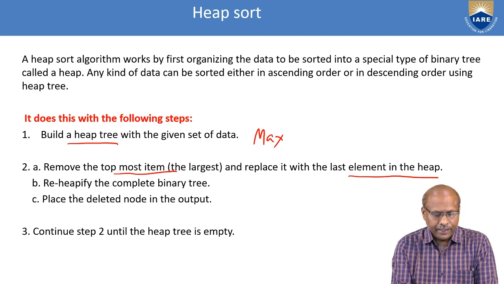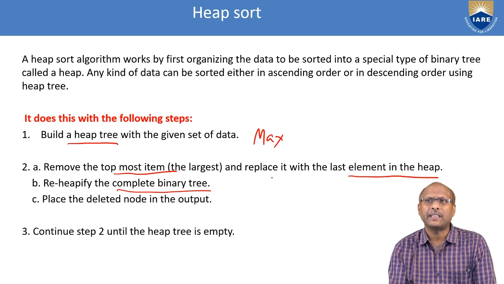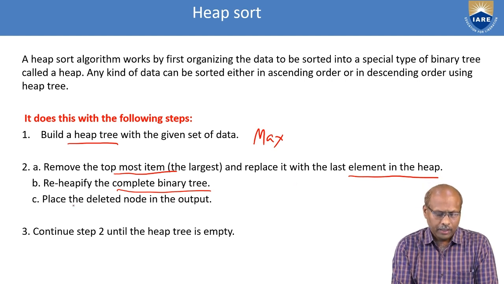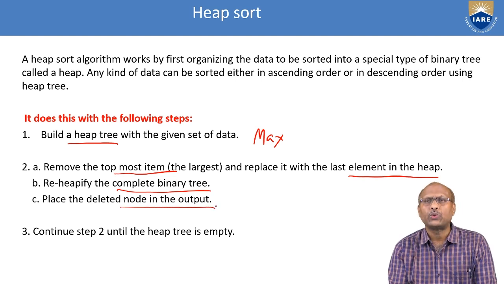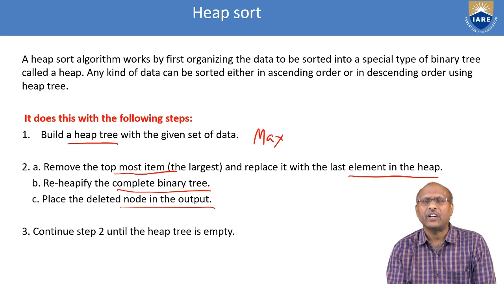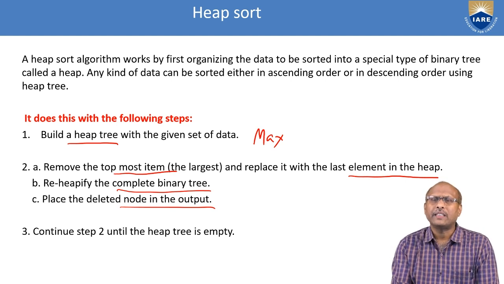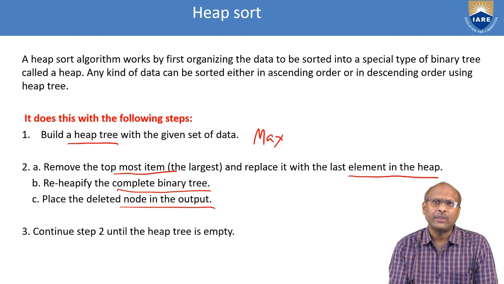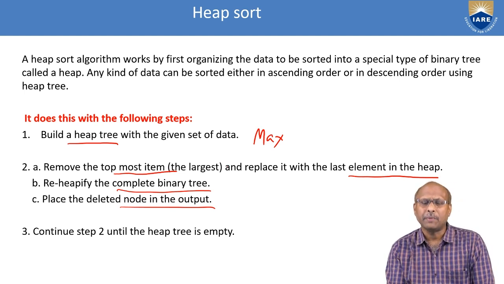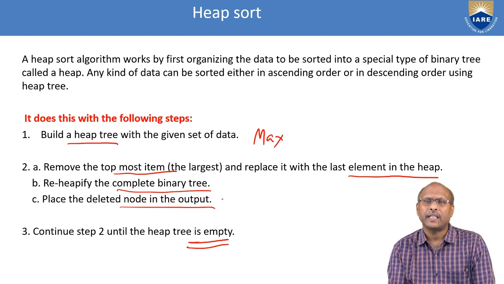Then second step, reheapify the complete binary tree. Again reheap, because after replacing with the last element, you have to reheap. Third one, place the deleted node at the output. So that means this is in order. You are putting the maximum element at the output. Now this process will continue until the heap is empty. This is a simple algorithm for heap sort.